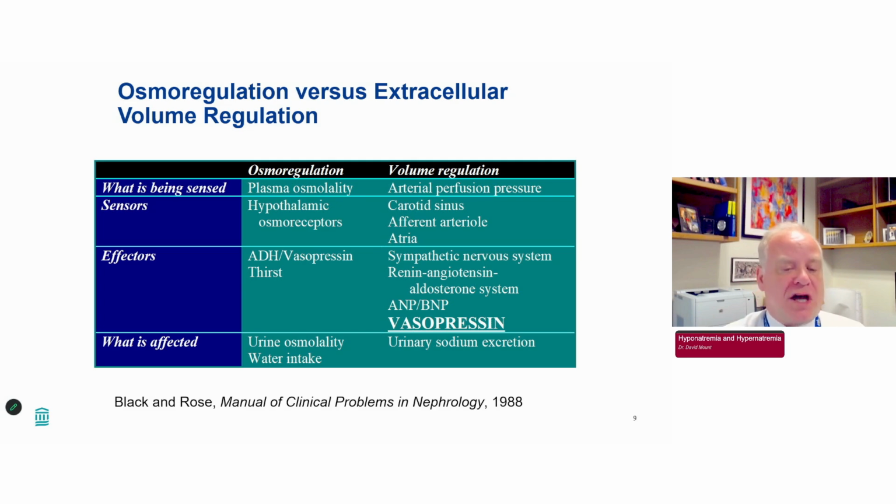The effectors for osmoregulation are vasopressin and thirst, whereas there are a number of different effectors to regulate arterial perfusion pressure, including the sympathetic nervous system, the renin-angiotensin-aldosterone system, ANP and BNP, but also vasopressin. And here's where it gets complicated, because there are disorders in volume regulation and arterial perfusion pressure where vasopressin is activated and can cause hyponatremia, and that can be confusing for trainees and physicians alike. And then we affect urine osmolality and water intake and urine sodium excretion, and also vasoconstriction by these different systemic systems.